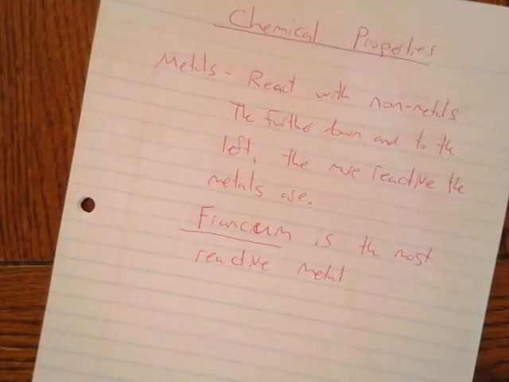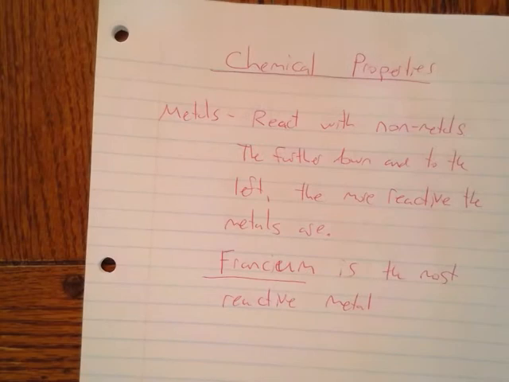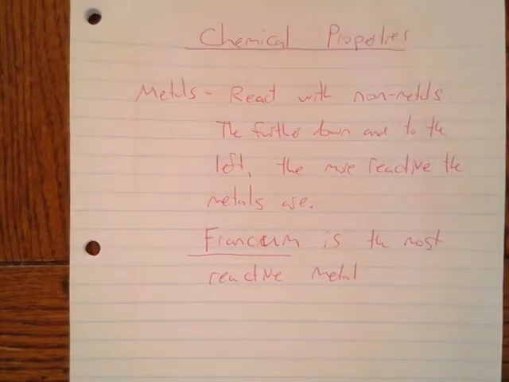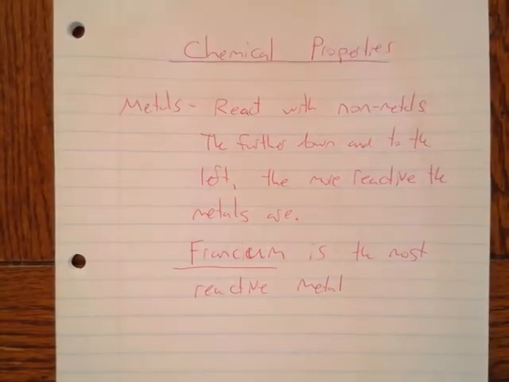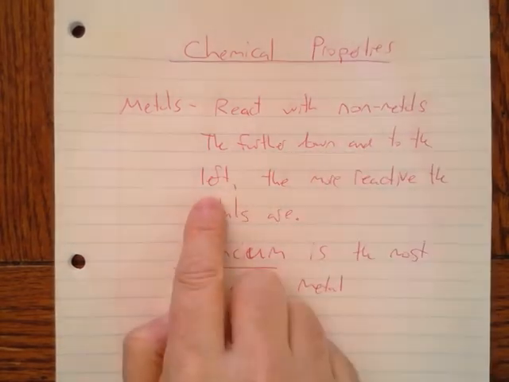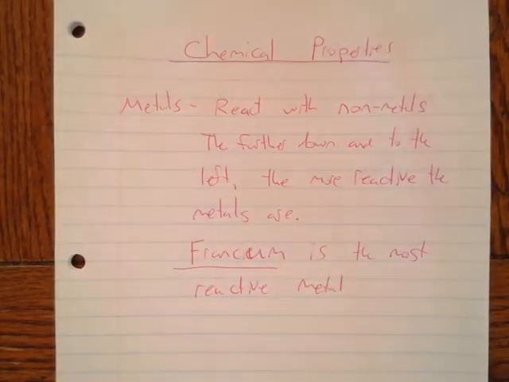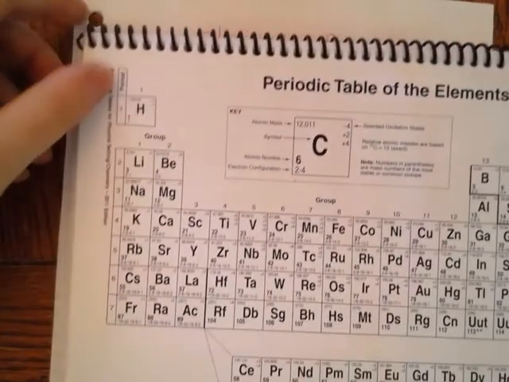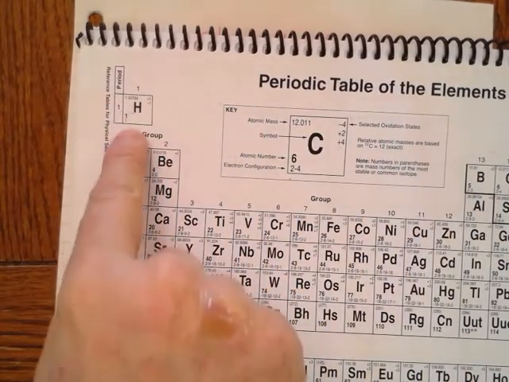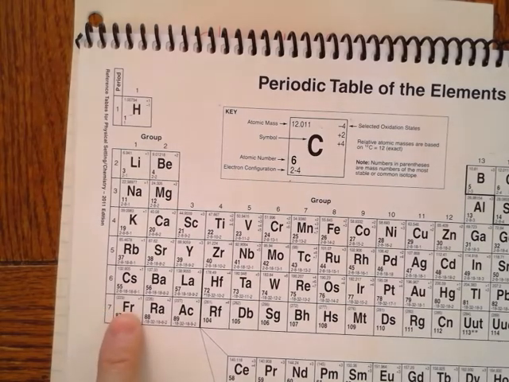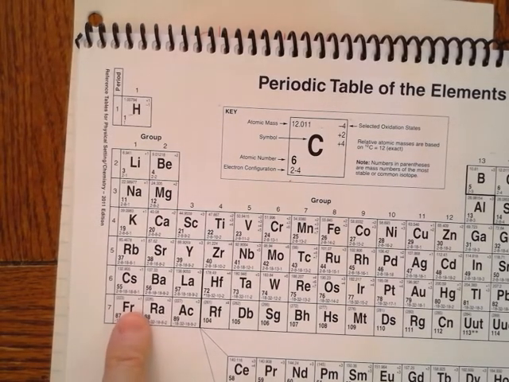Last thing we're going to talk about today are the chemical properties of these elements. So chemical, remember, means how they react. You can't have a chemical property unless you're describing something changing into something else. So what are the chemical properties of metals? Well, simple. They react with nonmetals. And the further down and to the left you go, the more reactive the metals are. So for example, if I'm looking at this table and here are all the metals, as you go further this way, they become more reactive. And as you go further down, you get to the most reactive metal of them all, francium. So francium is the most reactive metal on the entire periodic table.